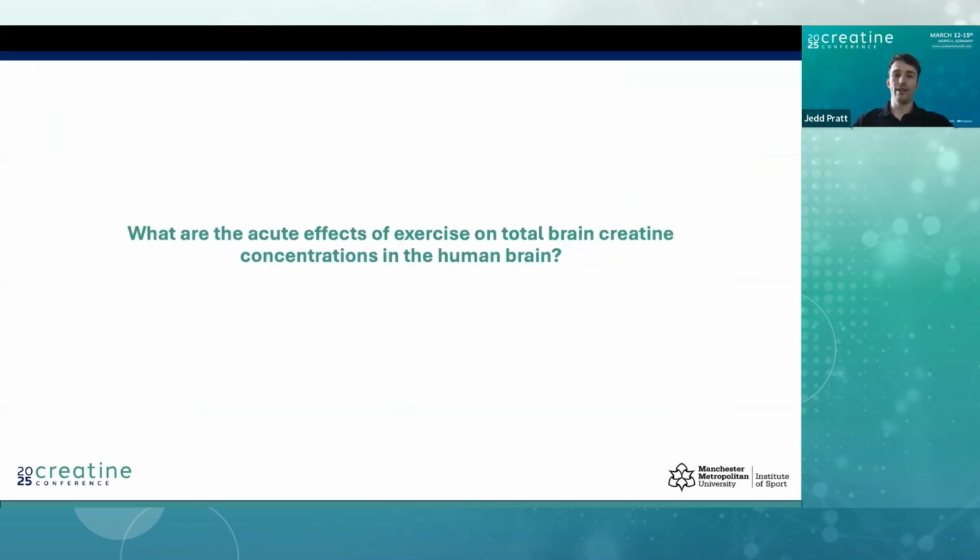So that's the kind of reliability aspect. Again, if there are further questions on this, please reach out, and I'll include my contact details at the end of the presentation in terms of optimizing the technique for brain creatine assessment.